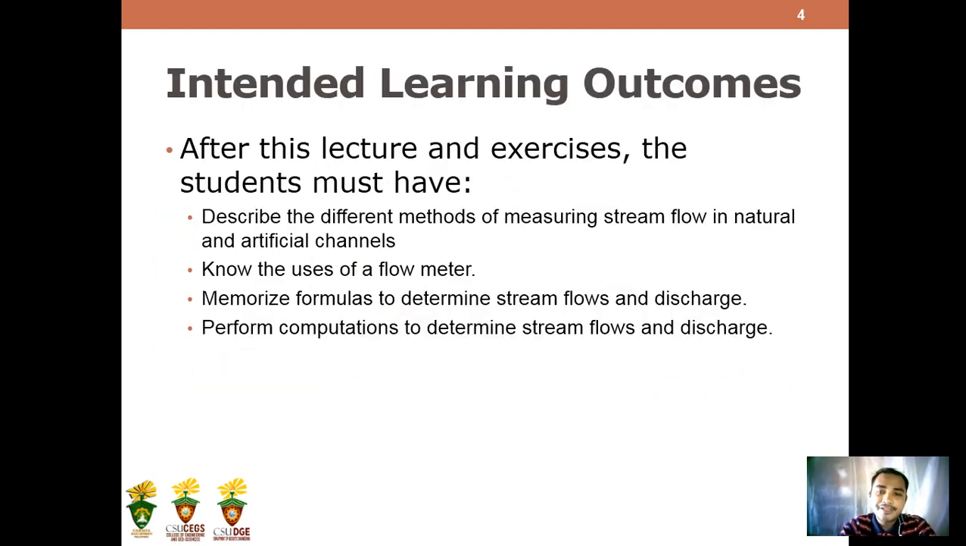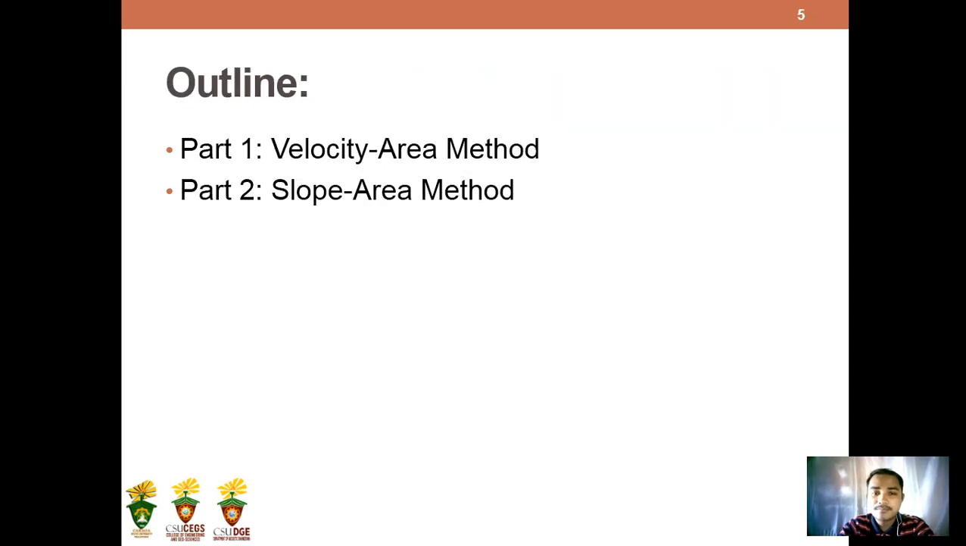For the intended learning outcomes, after this lecture and exercises, you, the student, must be able to: first, describe the different methods of measuring stream flow in natural and artificial channels. Second, know the uses of a flow meter. Next, memorize formulas to determine stream flows and discharge. And lastly, perform computations to determine stream flows and discharge.